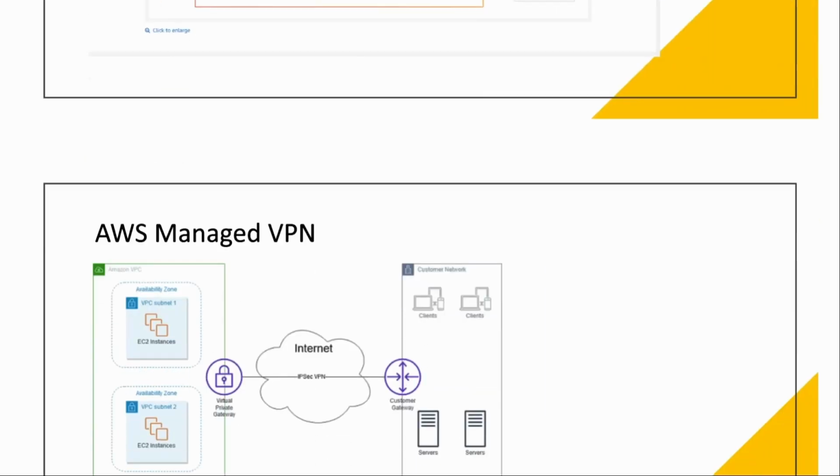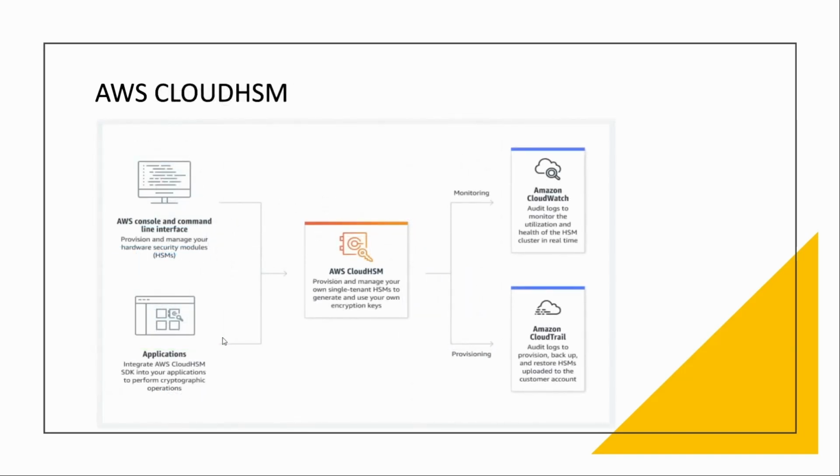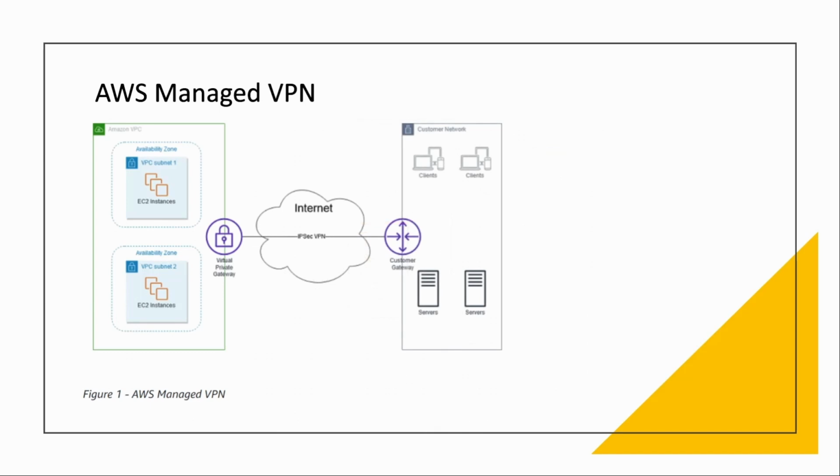Okay. So let's see the next one, that is AWS Managed VPN. So this is what the Amazon VPC. Okay, one thing, all the images I have taken from AWS documentation. So I'll put the link down in the description box. You guys can check if you want to read more about it. So now coming to AWS Managed VPN.